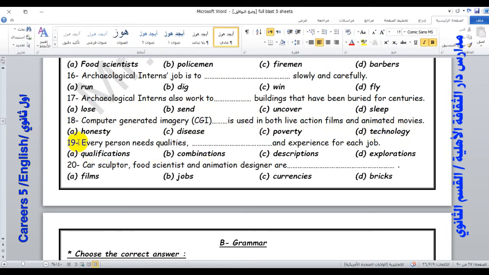D. 19. Every person needs qualities, qualifications and experience for each job. Each job needs qualifications and experience. 20. Car sculptor, food scientist and animation designer are what? Are jobs.